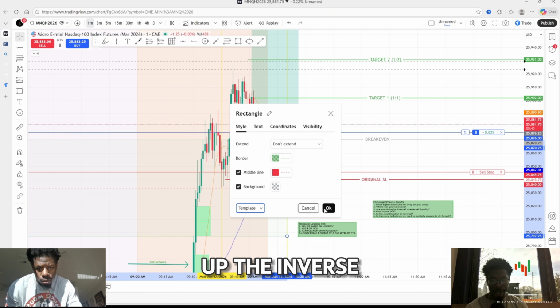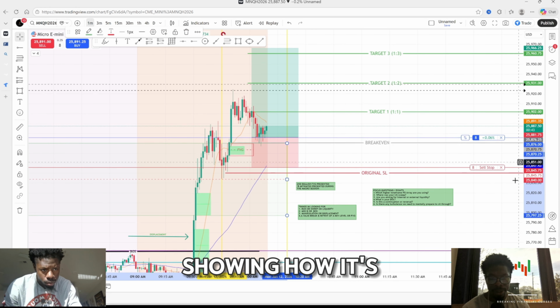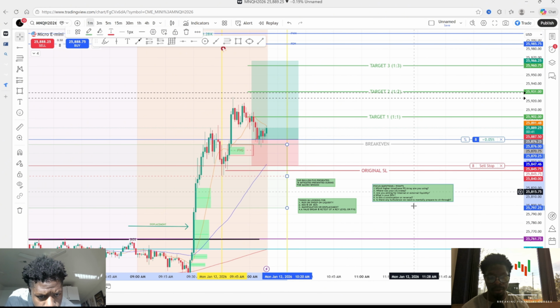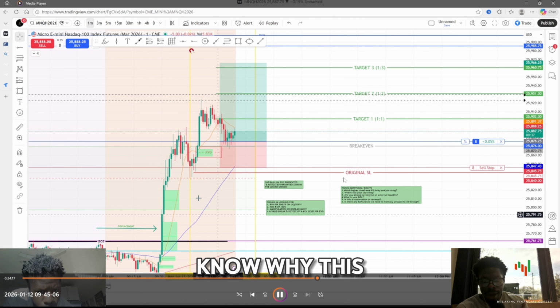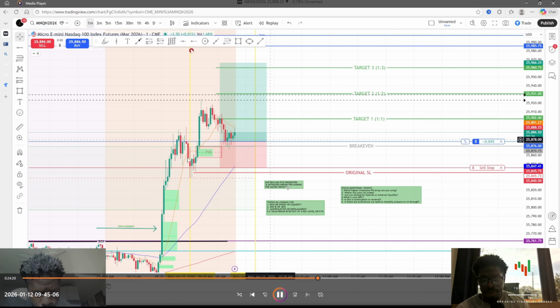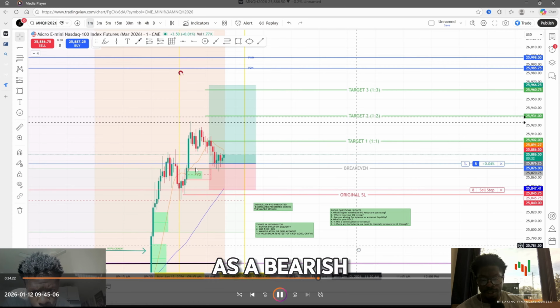Now I'm marking up the inverse bearish fair value gap, showing how it's serving me as support instead of resistance now. And I don't know why this is bearish. Well, yeah, I got this marked up as a bearish one, but it should be bullish.